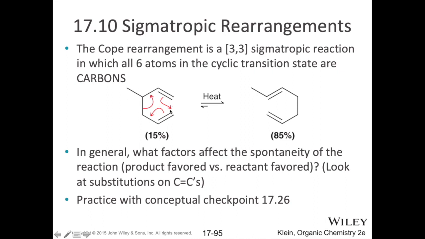Notice that for this particular example, this one's product favored. So think about why that might be. If you look at your double bonds, this one's monosubstituted, this one's monosubstituted, right? Here's a carbon, there's a carbon. This double bond over here is still monosubstituted, but this one is disubstituted, right? We have a carbon here and a carbon here. So that's why this is more stable. Again, there's no way to memorize this. You have to look at your product, look at your reactant, and make a judgment call on which one's more stable. So that's a Cope rearrangement, a 3,3 sigmatropic rearrangement involving only carbons.